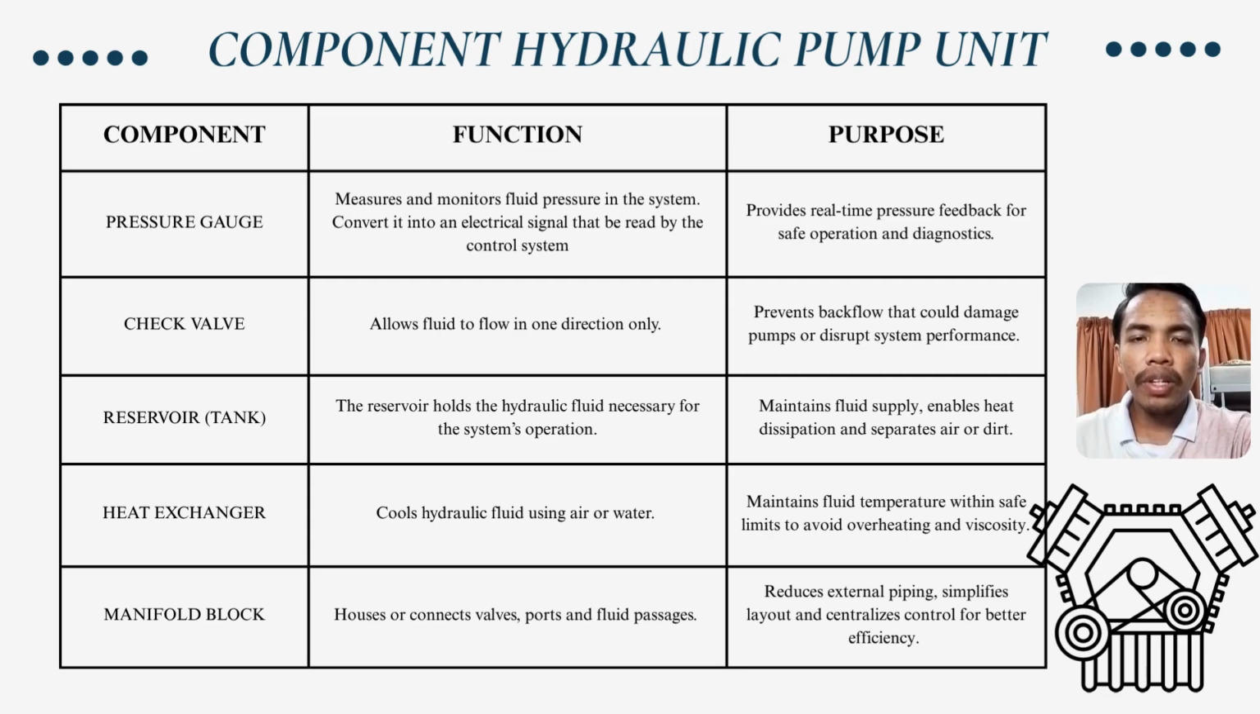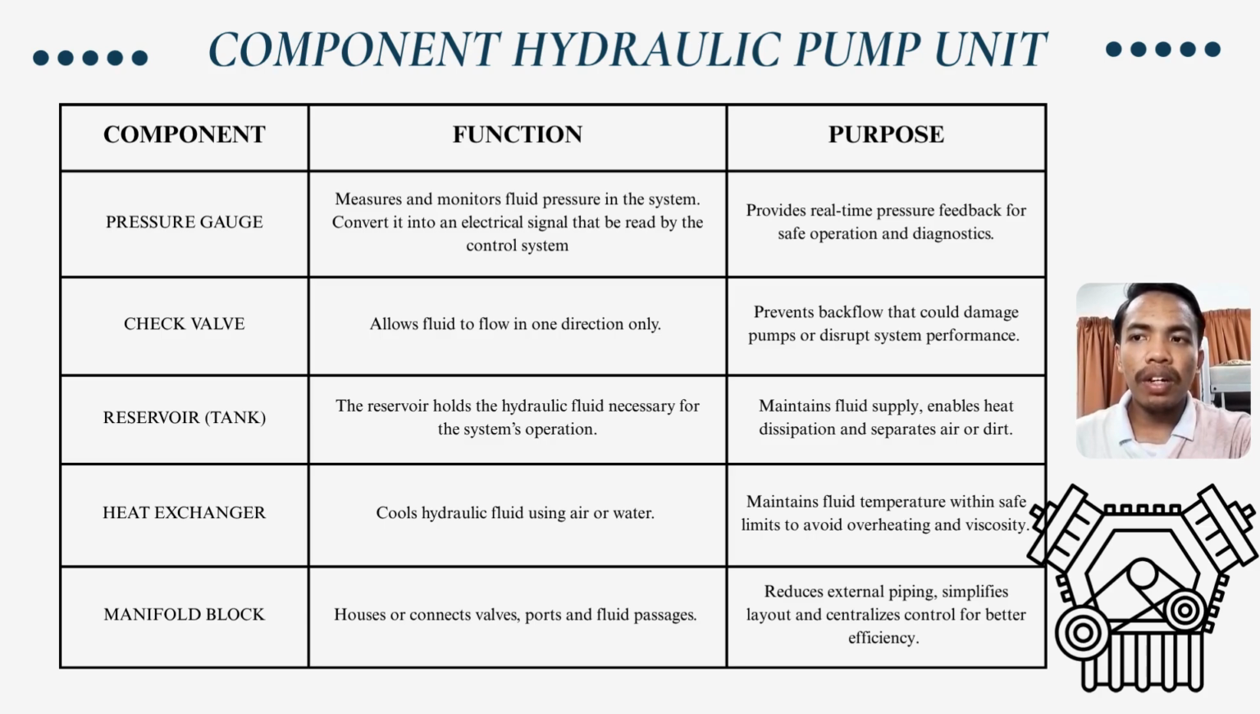Other components of the hydraulic power unit. Sixth, the pressure gauge. Function: to measure and monitor fluid pressure in the system and convert it into an electrical signal that can be read by the control system. Purpose: to provide real-time pressure feedback for safe operation and diagnosis. Seventh, the check valve. Function: to allow fluid to flow in one direction only. Purpose: prevent backflow that could damage the pump or disturb system performance.